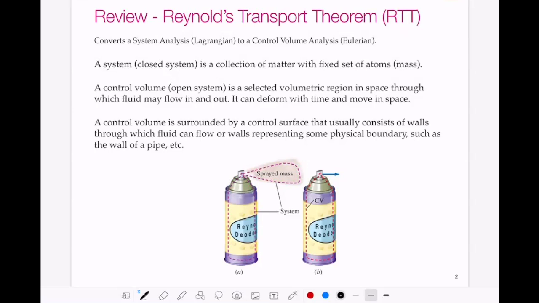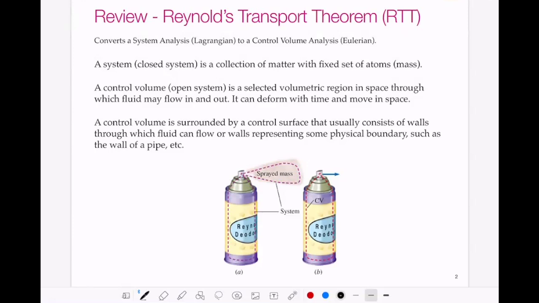So a system is considered a closed system. It's a fixed collection of matter, and has a fixed mass. So that's what we call a closed system. The control volume is an open system because even though it's a fixed region in space, material and mass is allowed to flow in and out of it. So that's an open system. It can also deform in time and move in space.